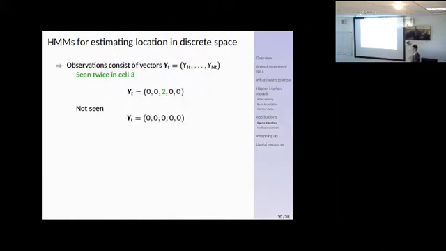When you see an animal in a grid cell, you have information about it being there at that time, but you also know it wasn't anywhere else. So I wanted to build that into the model. We supplied the observations as vectors. If in my setup I had a 4x4 grid, the vector would be 16 long, 16 states. So in the top example, I saw an animal twice in cell 3, because that's the 3rd spot in that vector. That's how we supplied the information to include information about not having seen the shark in certain places.